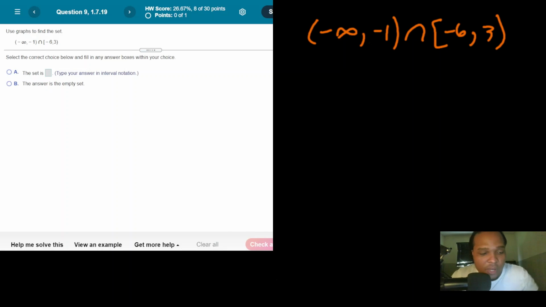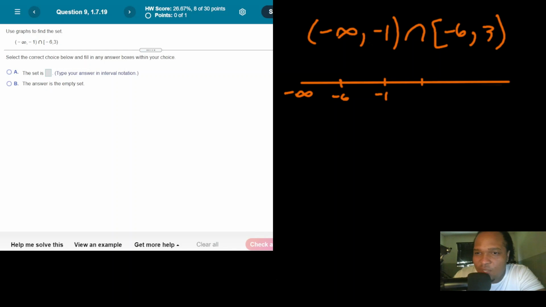All right, let's go ahead and make our number line. Put your key players down. We have a -infinity this time, which is going to be way over there to the left. We have -6. Then we have -1. Then we have 3. We can put 0. Why not? Okay. So let's go ahead and put the appropriate shadings.